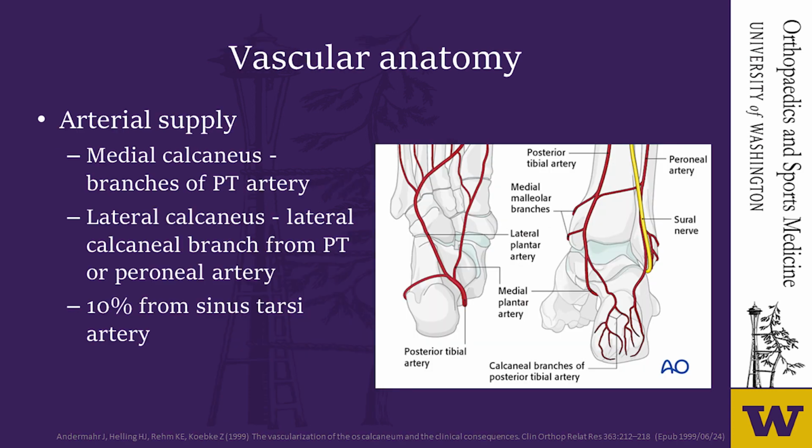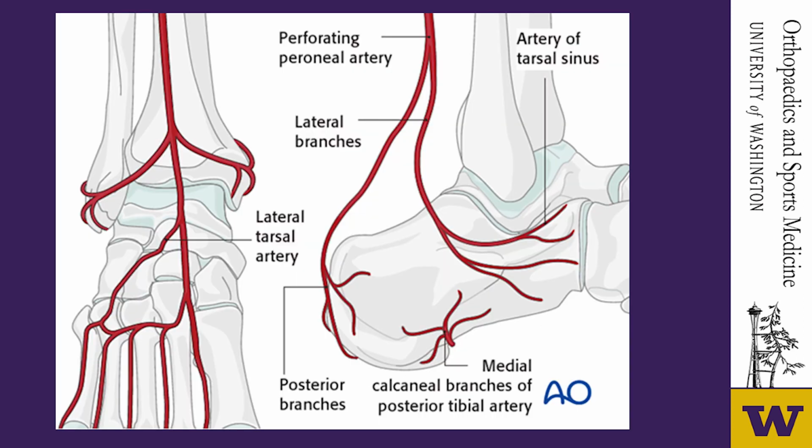The vascular anatomy of the calcaneus is important to keep in mind, especially in regards to the surgical approach. The medial calcaneus is supplied by perforating branches of the posterior tibial artery, and the lateral calcaneus is supplied by the lateral calcaneal branch from the posterior tibial or peroneal artery. There is a watershed area at the midline between the medial and lateral branches. And the sinus tarsi artery provides 10% of the total blood supply.